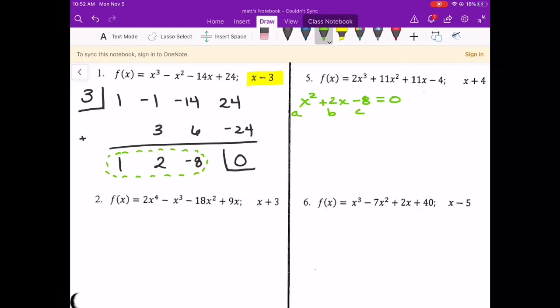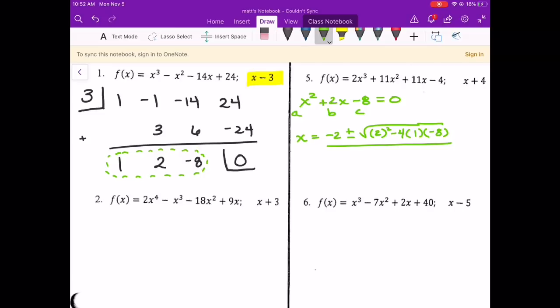So the quadratic formula is going to be the opposite of B, plus or minus the square root of B squared, so that's 2 squared, minus 4 times A, which is 1, C, which is negative 8, and all of that is over 2 times my A value. Okay? Now, I've got negative 2 plus or minus the square root. What I'm going to do with this underneath the square root is simplify that first, and then work my way from the inside out.